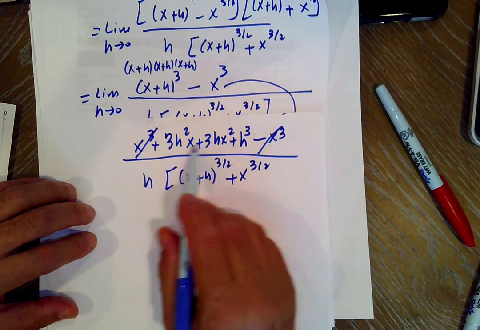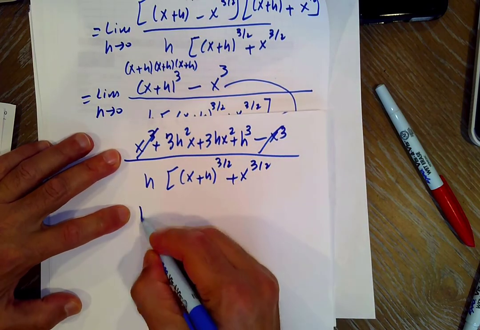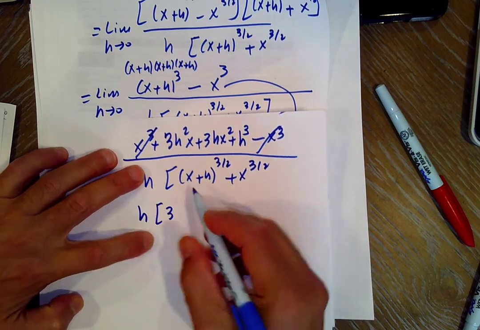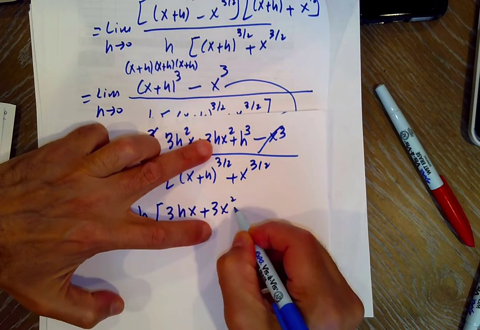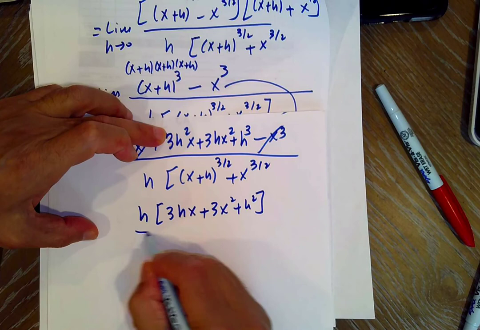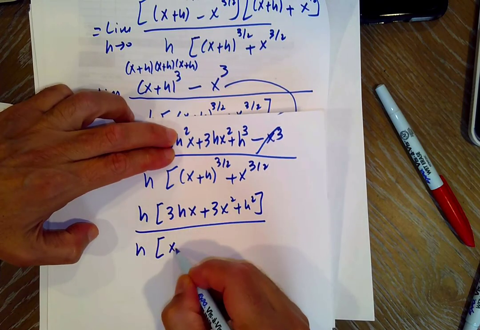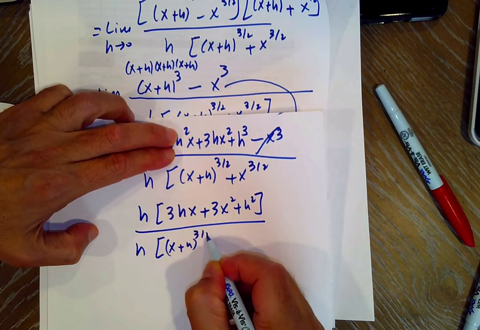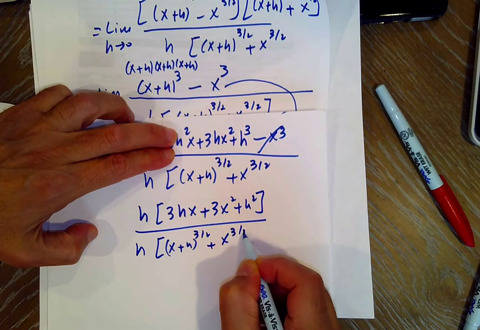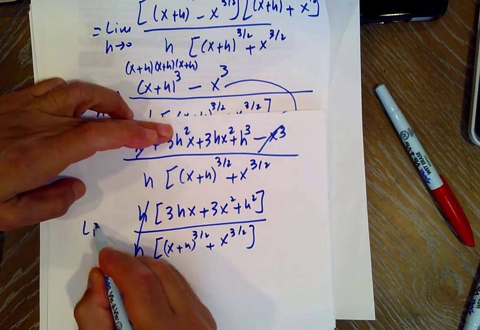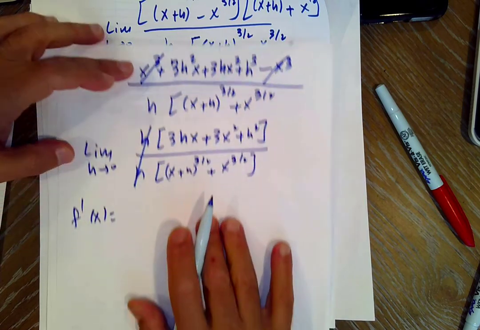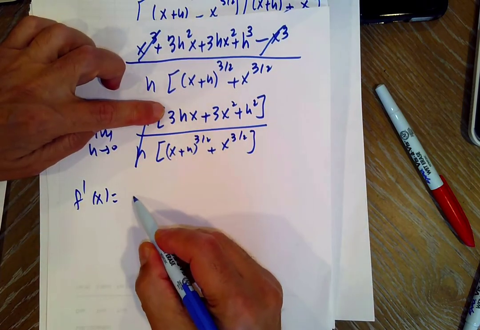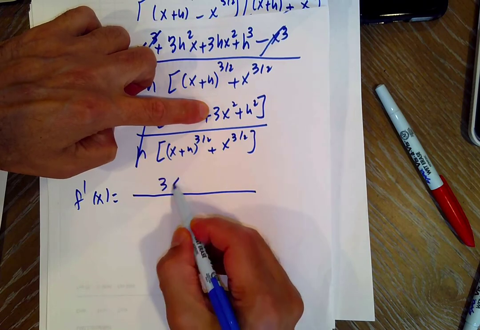So now we can pull out an h from the top. So we get 3hx plus 3x squared plus h squared all over this. So now we do the limit as h goes to 0 to get the derivative at any point. So if we put a 0 for h, we get 3x squared on top.